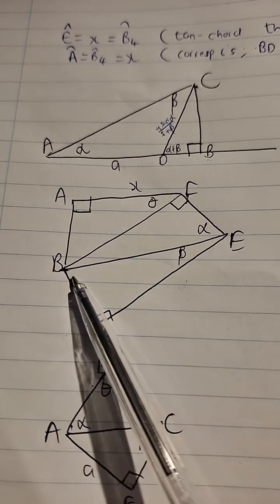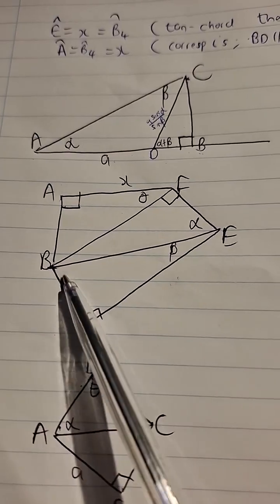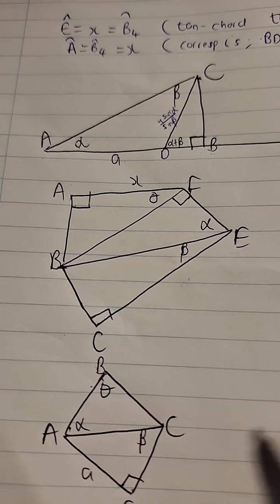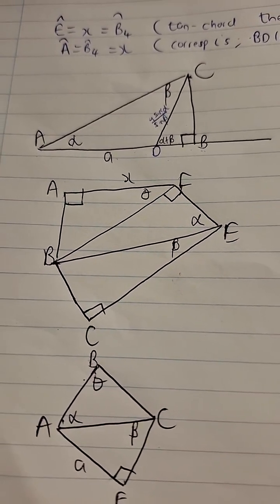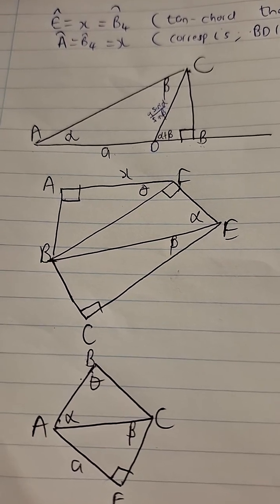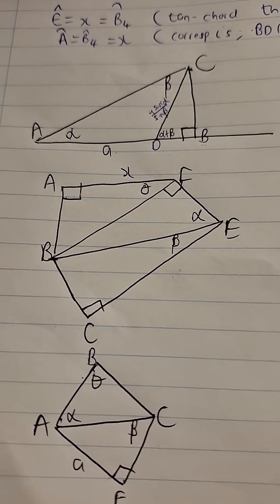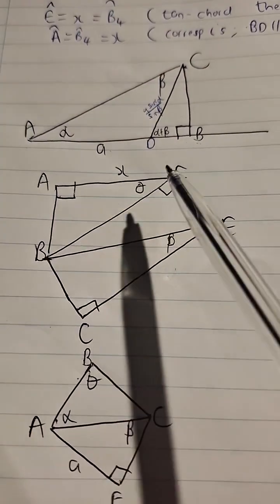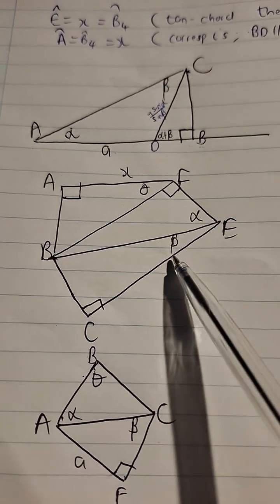Once again, what are we being asked to find? The length of BC. Determine the length of BC in terms of x, theta, alpha, beta.